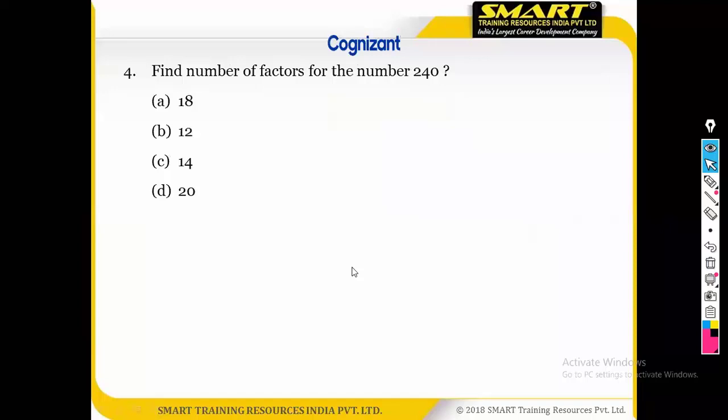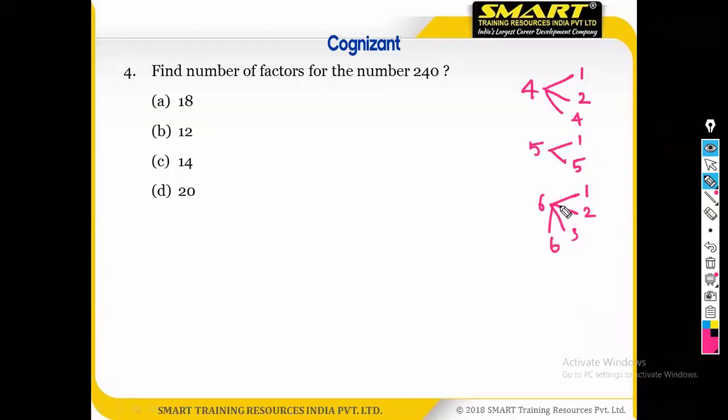We are moving on to finding the number of factors. Do you know how to find the number of factors? Suppose I take some number 4, what are the factors of 4? It is 1, 2 and 4, right? If I take 5, only 1 and 5. If I take 6, what are the factors of 6? 1, 2, 3 and the number itself, right? So guys, each and every number has some number of factors.